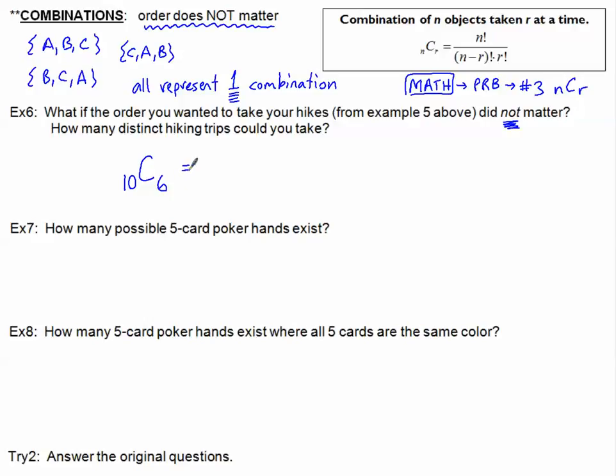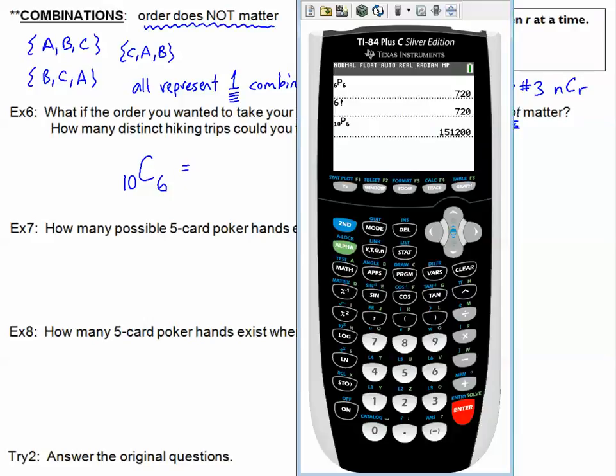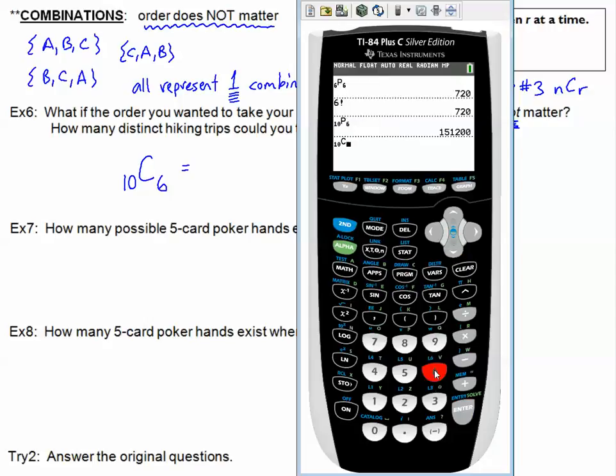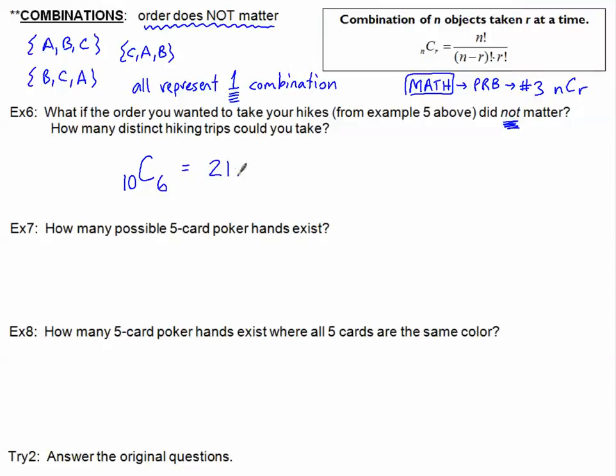So if I type this into the calculator, I'm going to be typing the 10 first, then going to my math, over to probability, down to number 3, and ending with the 6. So 10 choose 6. We have 210 possibilities. If the order does not matter, then we have fewer possibilities.